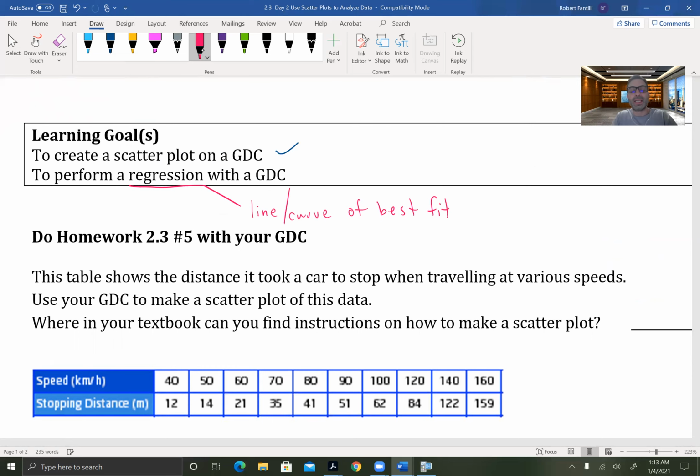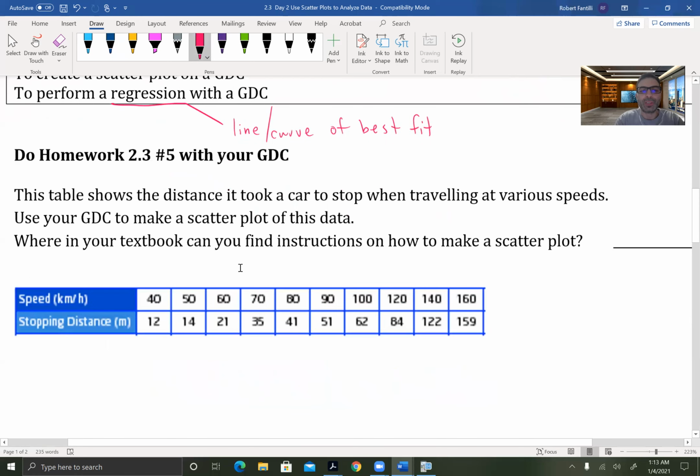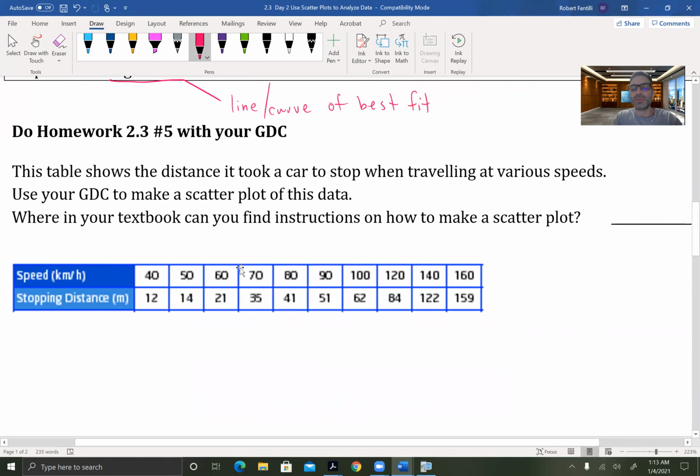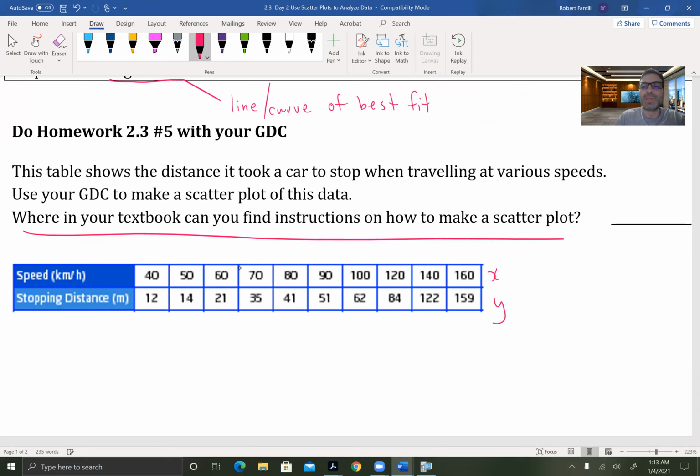Now, last day, in the last video, you learned about this question here, how to use your GDC to make a scatter plot of this, speed and stopping distance. We talked about independent and dependent, right? The stopping distance is the dependent, that would be the y-axis, and this is independent, okay? Stopping distance depends on how fast you're going or your speed. Where in your textbook can you find instructions how to make the scatter plot?